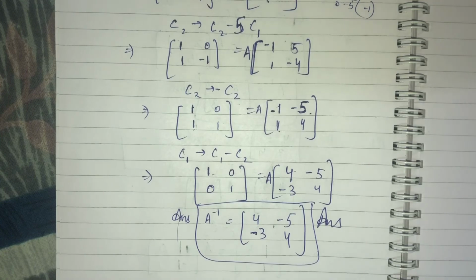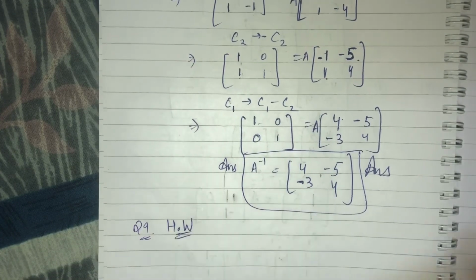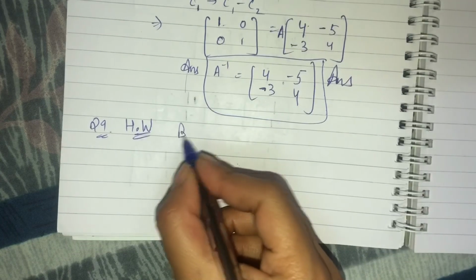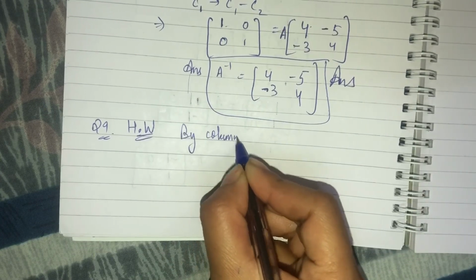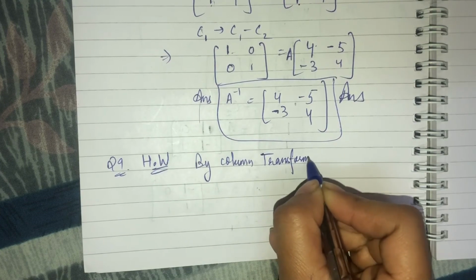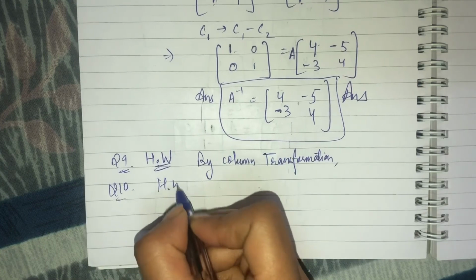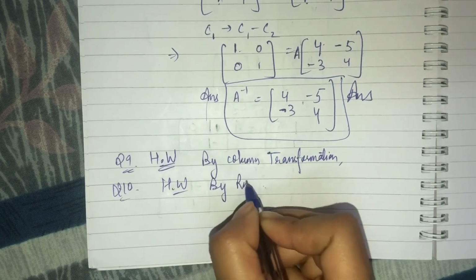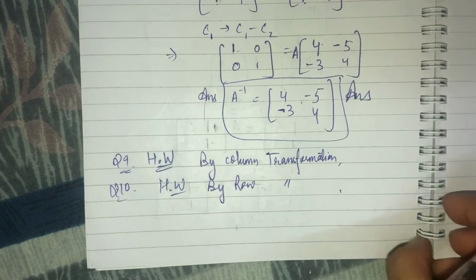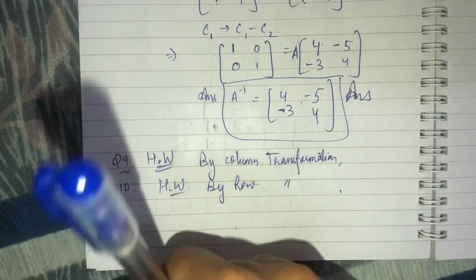So we have done many questions on this, ठीक है, so I am giving you अभी question number 9 homework, और आपको ये करना है by column transformation, ठीक है, and one more homework to you, question number 10 homework by row transformation. These two questions are homework and you can do this.